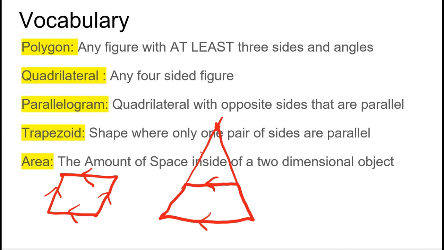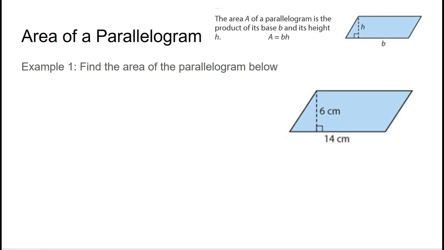So that's a trapezoid, and the last word is area, and area is just the amount of space inside of a 2-dimensional object. So the area would be all of this on the inside or all of this on the inside of the trapezoid. So like I said, make sure you have these definitions written down. Don't go on to the next slide until you have them. And also at any point, you can pause the video, rewind, and see an example again if there's anything you're confused on.